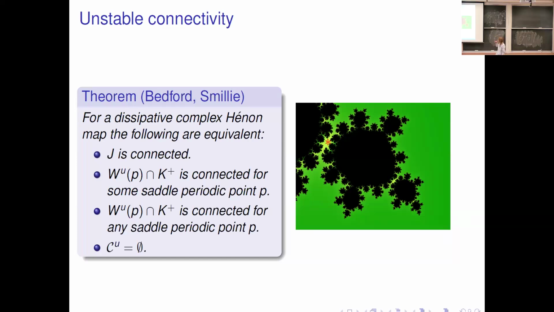And the picture on the right is the disconnected case. So this is what they called unstable connectivity. And I should have said this is for dissipative Henon map, so Jacobian is less than 1. You can do the same for Jacobian greater than 1, but then you switch stable and unstable. So the picture on the right is the opposite case. And this red star is the critical point. It's not the only critical point, it's just the one that I emphasized. There are many more.